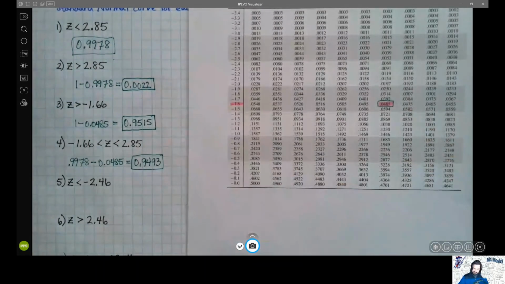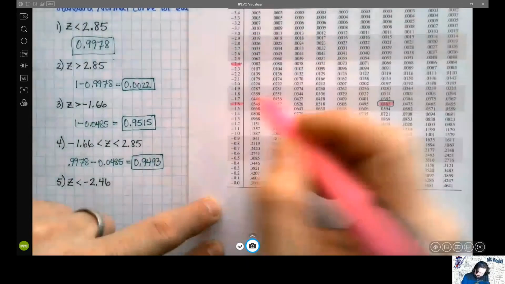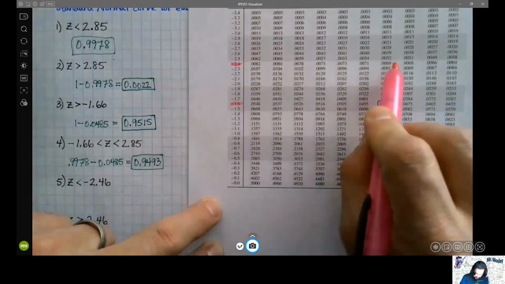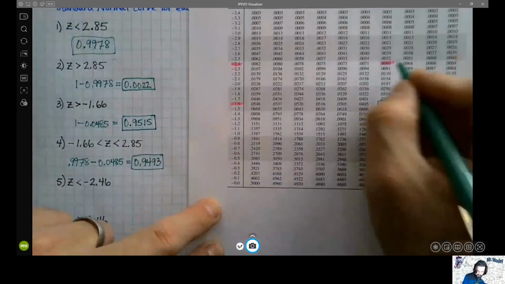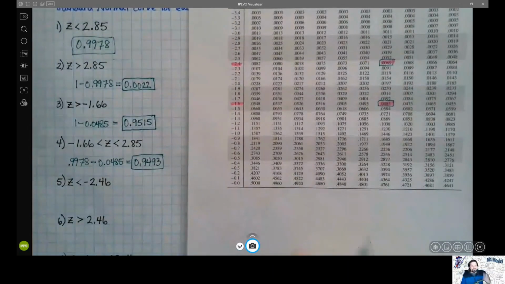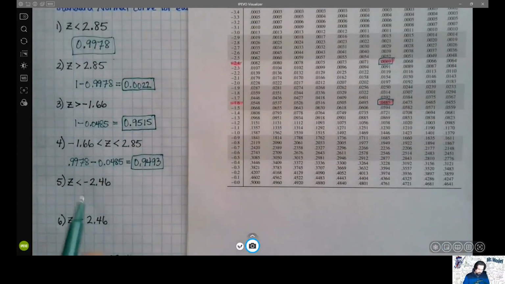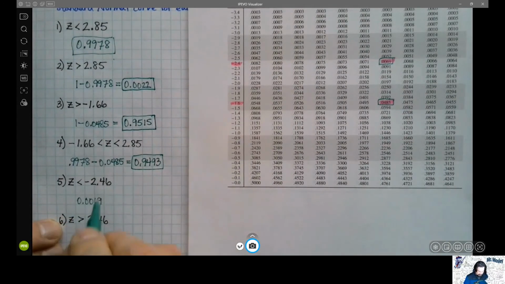We're still on my negative numbers. So let's find negative 2.4, and then 0.06 we've already found over here. Follow this over, and we get 0.0069. So that's the result for this. We don't have to do any other calculations here. It's just z less than negative 2.46, so we get a result of 0.0069.